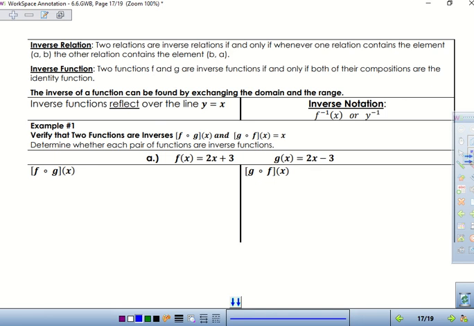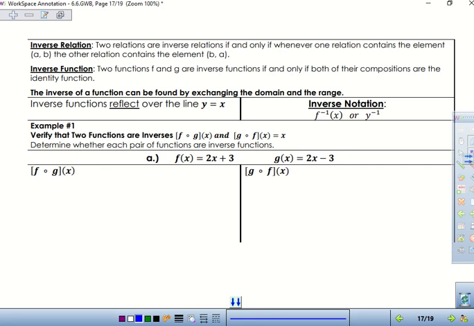Alright, so now that we've done that, we're going to talk about inverses a little bit. So two functions are inverses, essentially, when they are reflections over the line y equals x, that's the line that goes diagonally through the origin. We're going to talk more about inverses as we get into the course, like the next few lessons. But for today, we're just going to learn how you can confirm if or if not something is an inverse.